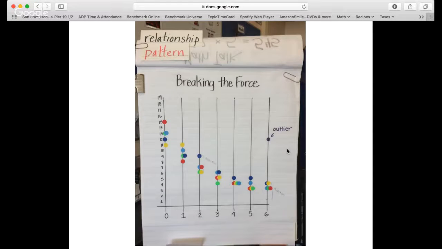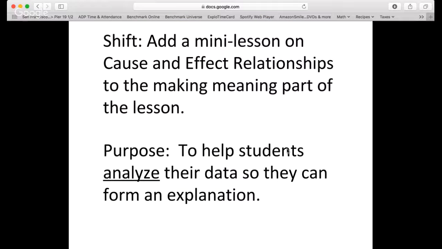Which was that the students were having trouble with the making meaning part of the lesson. They could not analyze and interpret this graph, which is showing that the greater the distance between two magnets, the weaker the force between them. This is an example of a kind of shift that was made in response to a lesson. It was not pre-planned as part of the original lesson. We thought that using the cross-cutting concept of cause and effect relationships might help the students make sense of their data.